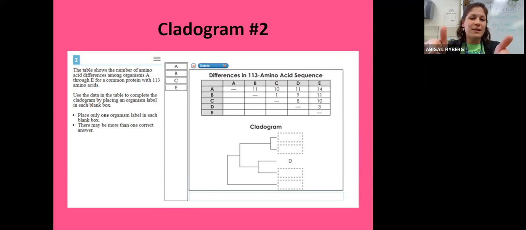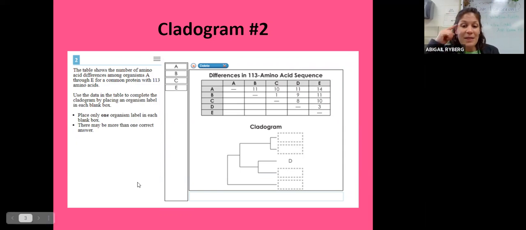So what this table is telling us is the number of differences. The largest number of differences means that they're going to be the least closely related. The smallest number of differences means that in this protein, they're going to be the most closely related. So right off the bat, what helps me is I can see in this blank cladogram that these organisms are going to be the most closely related organisms of the table. And so what I did was looked at the number of differences and I looked for the smallest.